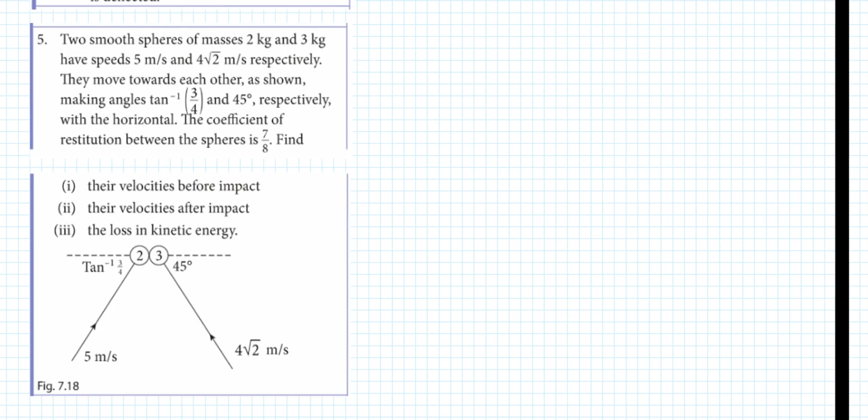Okay, next question. A very, very similar question. Two smooth spheres of mass 2 kilograms and 3 kilograms. Okay, so we know their masses are different. Have speeds 5 meters per second and 4√2 meters per second respectively.